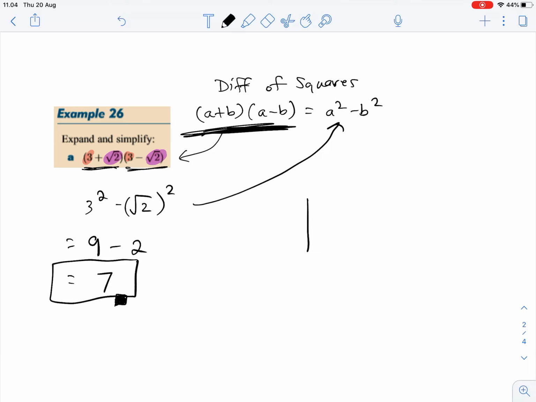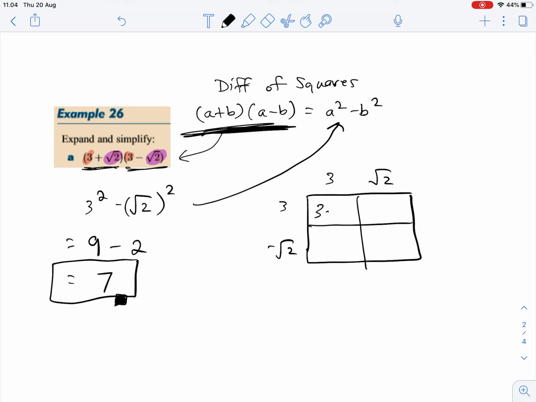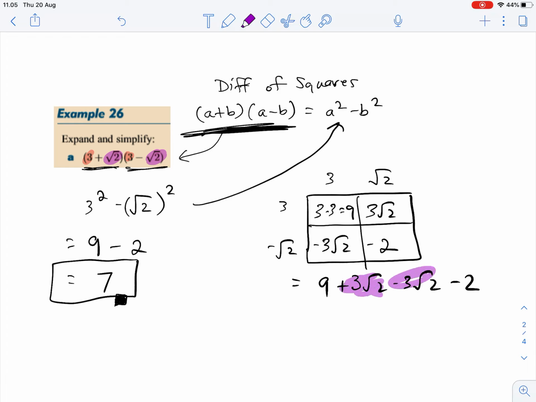Now, if you don't believe me, we'll just go over here, and instead of doing the FOIL, I'll do the box method of distributing. So I have 3 and a root 2, and I have 3 and a negative root 2. So I'm going to multiply 3 times 3 gives me 9. 3 times root 2, this is a minus 3 root 2, and this last one is minus 2, square root of 2 times square root of 2 is 2. So this is equal to 9 plus 3 root 2 minus 3 root 2 minus 2. And you'll see we have terms here that are going to make 0. So I'm left with 9 minus 2, which is equal to 7. Same answer.